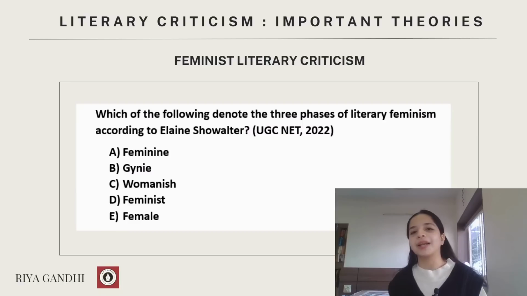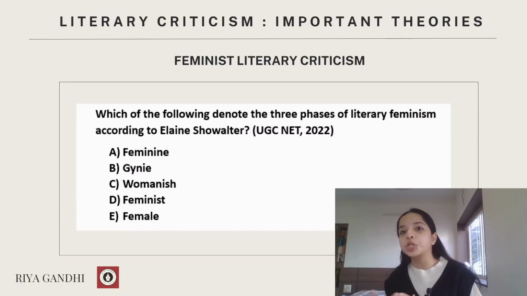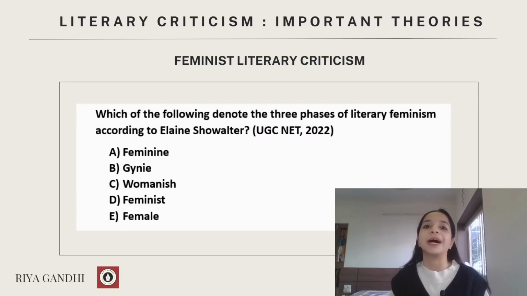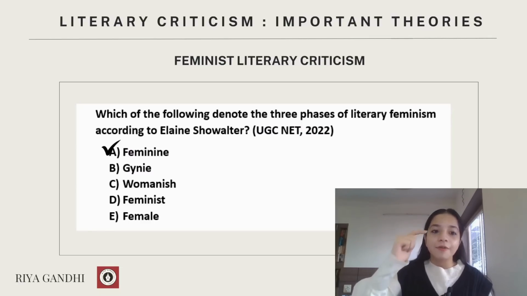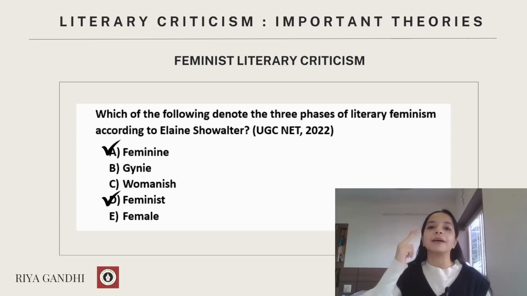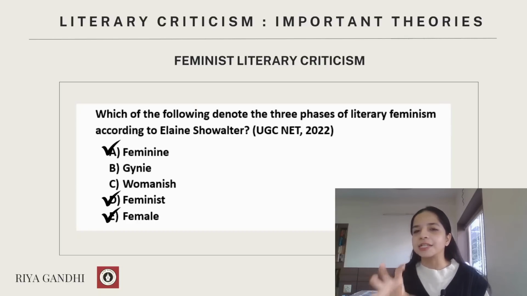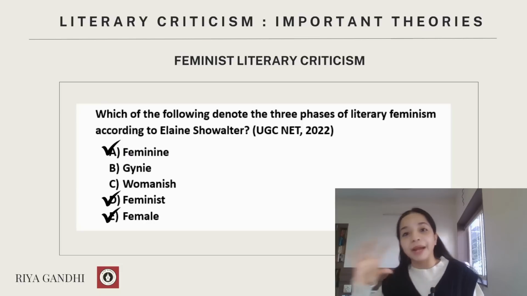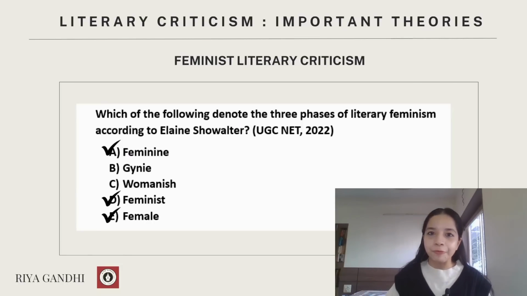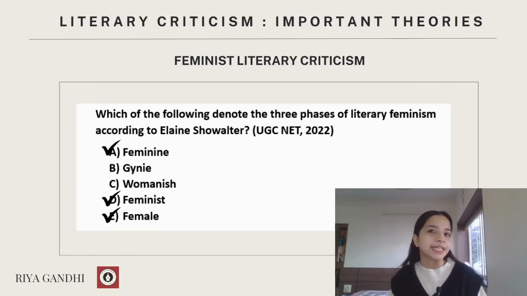We know Elaine Showalter provided the term gynocriticism, which refers to the production and analysis of texts written by women. But apart from that, she has also talked about women's writings in terms of stages. A question related to this was asked in 2022, describing the three phases. The first is the feminine phase, followed by the feminist phase, followed by the female phase. Feminine phase is where the women writers imitated the male writers. Feminist phase is wherein they rebelled against patriarchal attitudes. And female phase is wherein they try to find their own voices and identities.